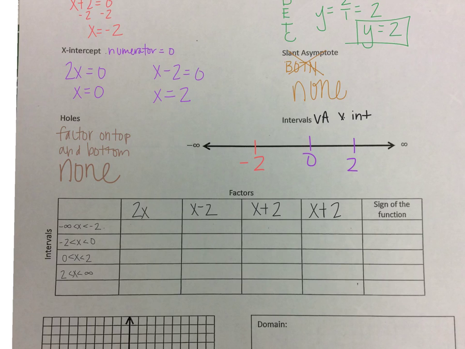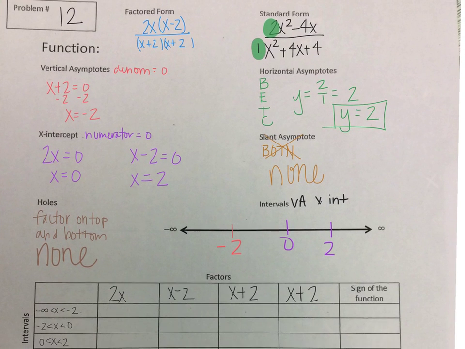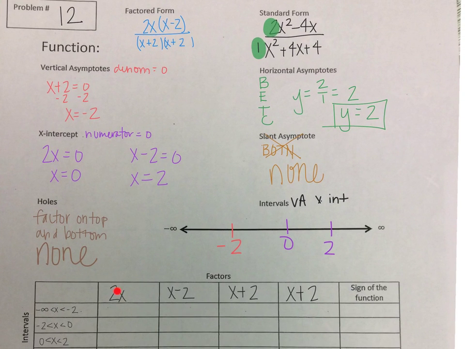So I've gone ahead and labeled my table in here. Remember that my intervals over here on the left side come from my number line. My first one was from negative infinity to negative 2, then from negative 2 to 0. The next one is from 0 to 2, and then the last one from 2 to infinity. So that's where all these came from. And I went ahead and put my factors in the top. Remember, I have to list each factor. So I have 2x and x minus 2 from the top, and then x plus 2, x plus 2 from the bottom.